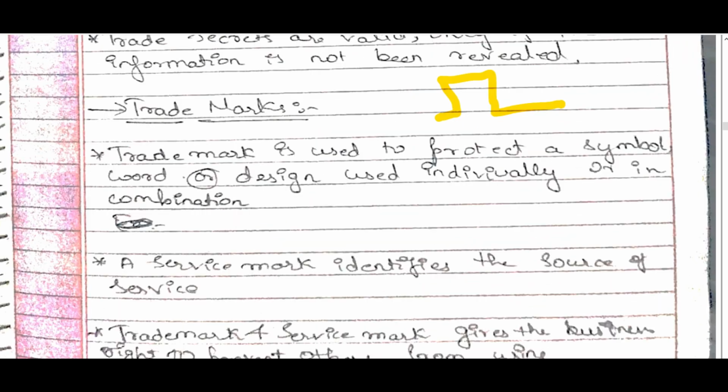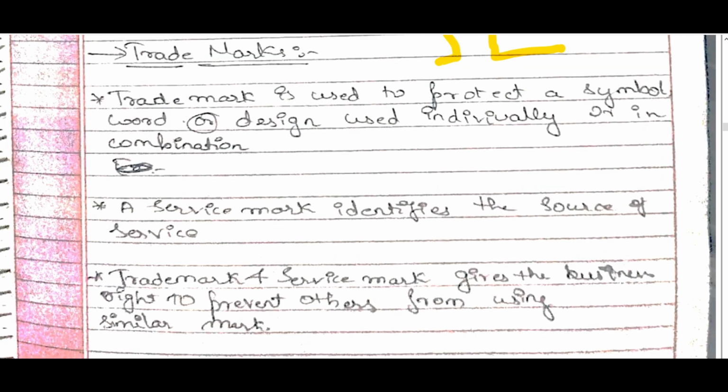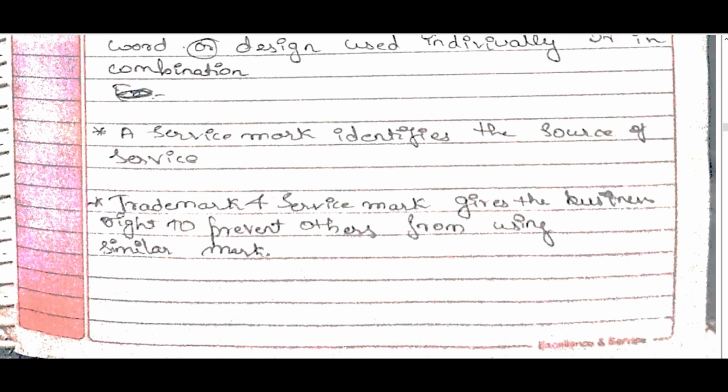Now, trademark. Trademark is used to protect a symbol, like the Apple logo is a trademark; a symbol or word which can be used individually or in combination. Service mark identifies the source of a service. ISI is a service mark. Whenever the ISI is present on equipment, we consider it safe. Both trademark and service mark give a business the right to prevent others from using a similar mark. So when a company has a trademark and service mark, it is easy for the company to make business and profit out of it.